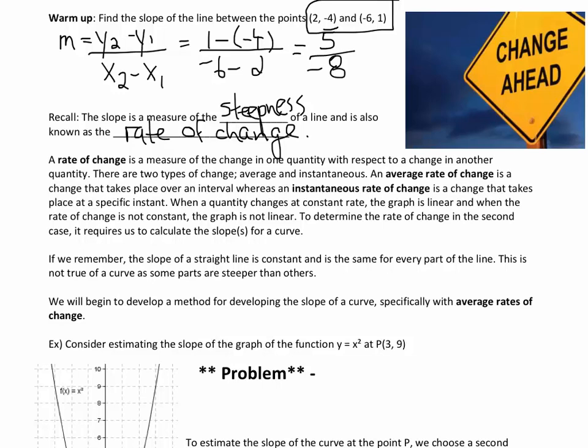To determine the rate of change in the second case, it requires us to calculate the slope for a curve. If we remember, the slope of a straight line is constant and is the same for every part of the line. This is not true of a curve, as some parts are going to be steeper than others. We're going to develop a method for finding the slope of a curve, specifically with average rates of change.